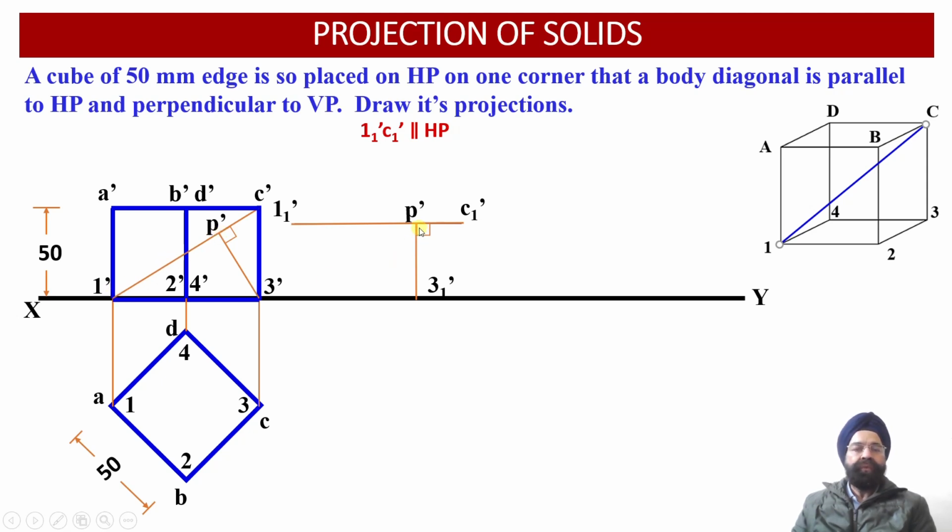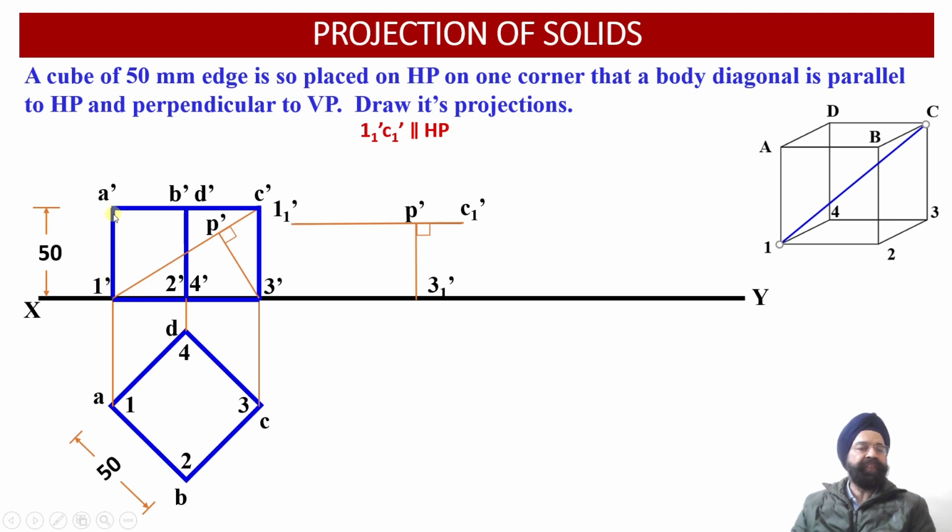So now we know that this body diagonal has become parallel to the horizontal plane. Once we have located the points 1 1 dash and C1 dash, again we know the rectilinear distance. We know the distance between C dash and A dash.